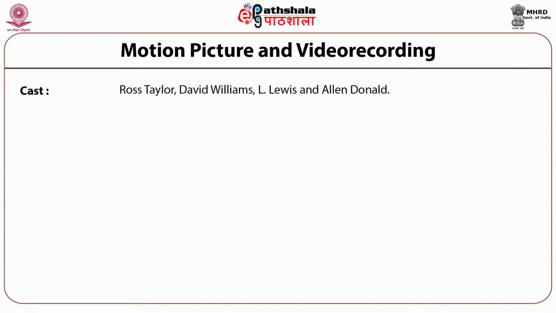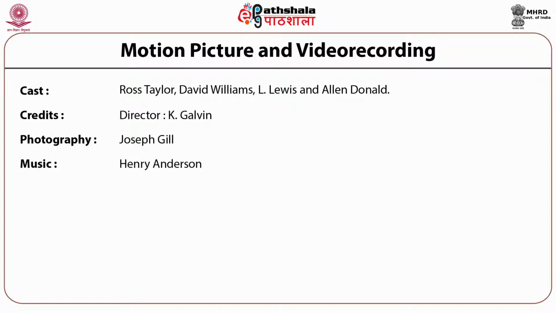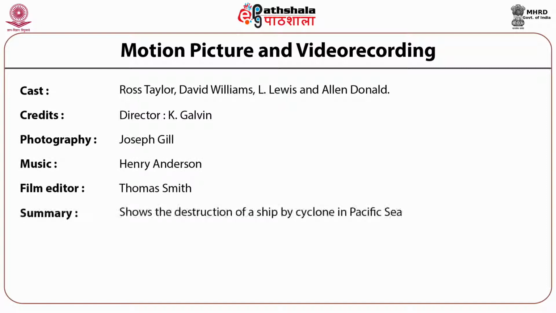So, the cast, who is the hero and heroine, is written. Credits means who is the director. The director is also credited, along with who has taken the photography, the music director and the film actor. Then a summary is given. What is the summary? It shows the destruction of a ship by a cyclone in the Pacific Sea. So, these are the information.